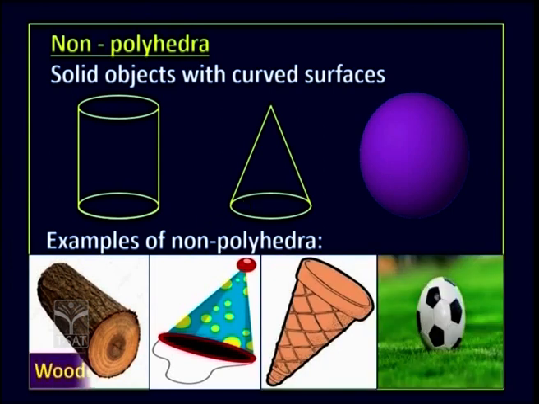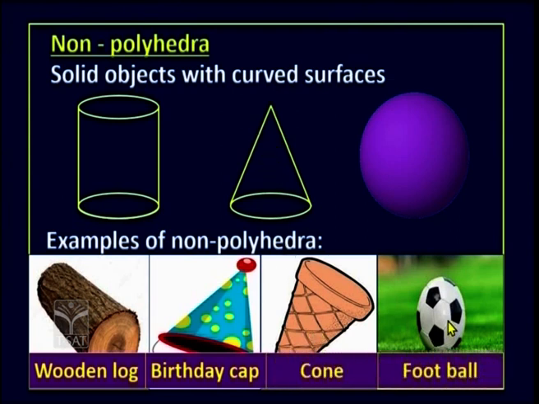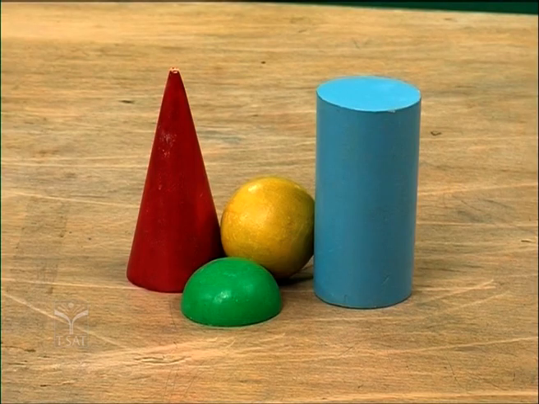Children, first one is wooden log which is in cylindrical shape, second one birthday cap which is in cone shape, ice cream cone which is in cone shape, football which is in sphere shape. See children, these do not have only polygonal faces, these have curved surfaces. So, we can call them non-polyhedra. Children, on the screen you can observe a cylinder, cone, sphere and a hemisphere which are having curved surfaces. So, what do you have to call them, children? Yes, we have to call them non-polyhedra.